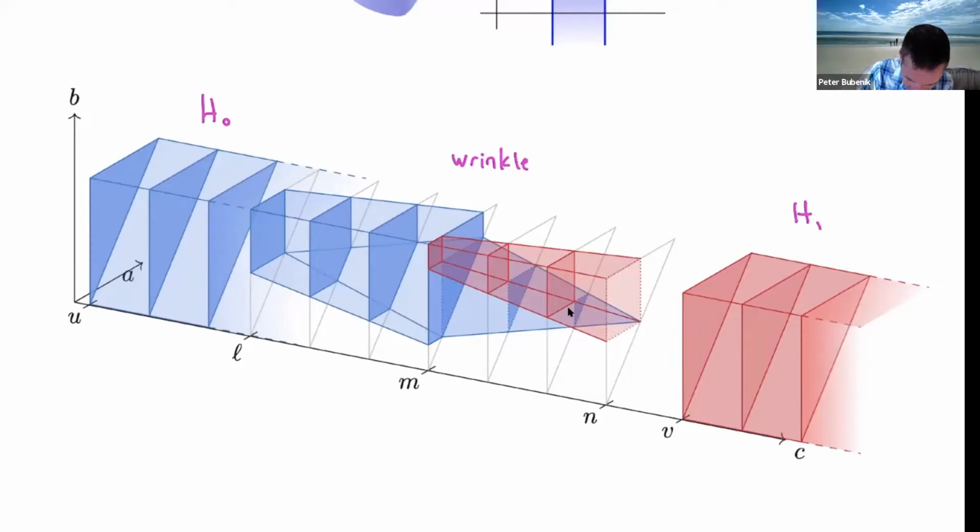And there is an H0 part, which is in blue. That's coming from the connected component of that fold. And then the most interesting part maybe is the H1 that's coming from the top part of the wrinkle.